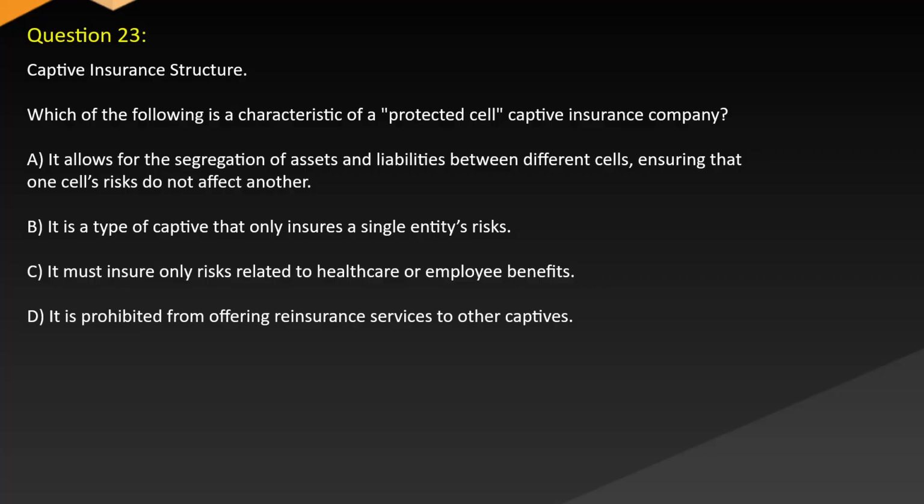Question 23. Captive insurance structure. Which of the following is a characteristic of a protected cell captive insurance company? A. It allows for the segregation of assets and liabilities between different cells, ensuring that one cell's risks do not affect another. B. It is a type of captive that only insures a single entity's risks. C. It must insure only risks related to healthcare or employee benefits. D. It is prohibited from offering reinsurance services to other captives.